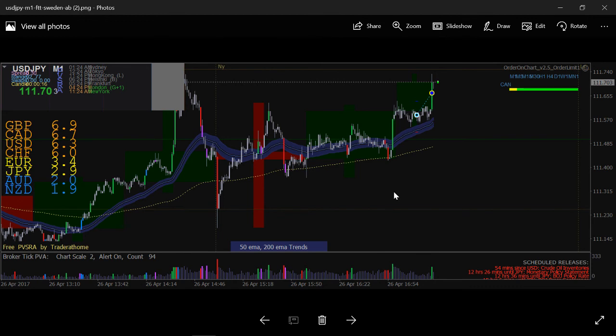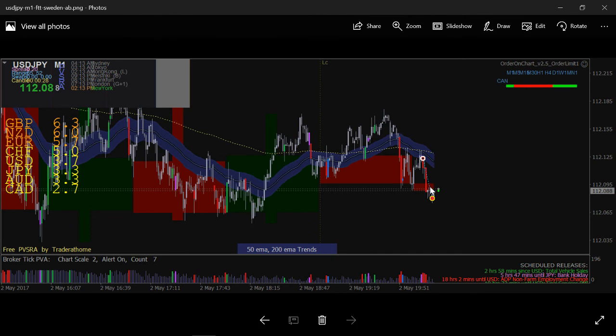So always look, when you trade the break of the dragon, my advice to you is always look for a second confirmation. All right. So let's take a look at another example. This is also dollar yen, but this time I went bearish, so I went short.